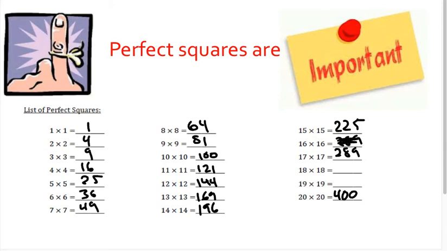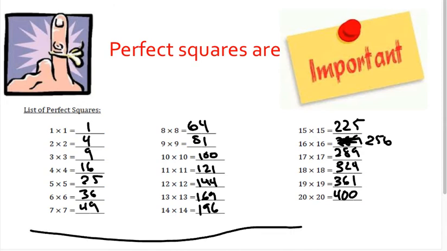Sorry, 16 squared is going to be 256. 18 squared is going to be 324. 19 squared is going to be 361. So at least know up to 15, okay? And the popular ones like 20.